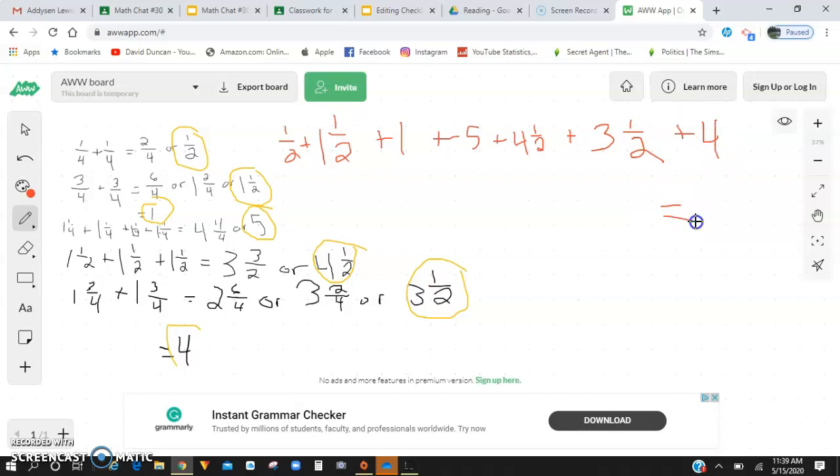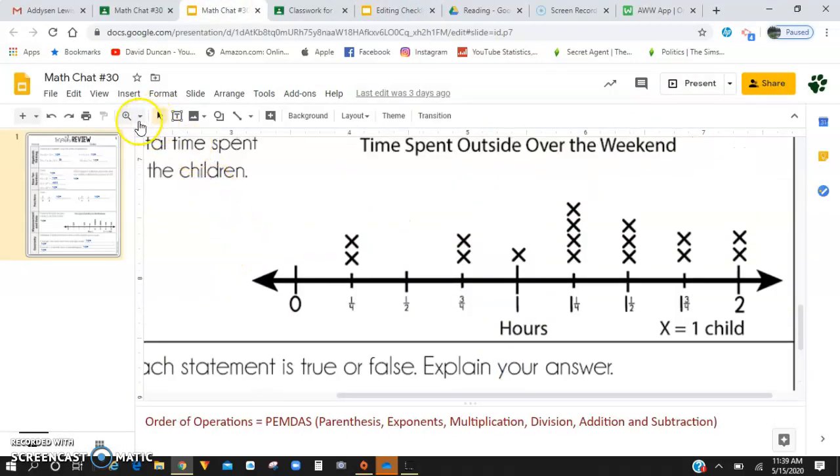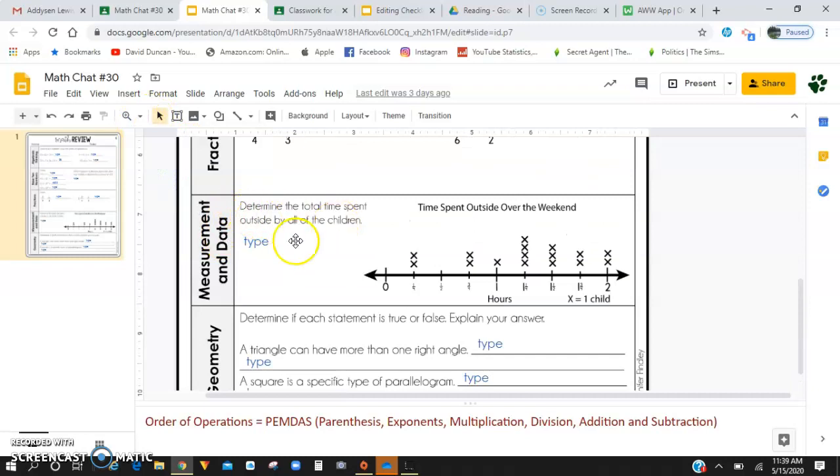Okay, so you are going to want to add up all of those numbers, and that's going to tell you how much time the children spent outside. So an X equals 1 child.